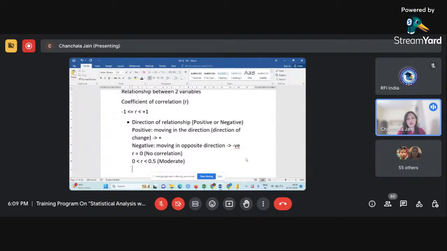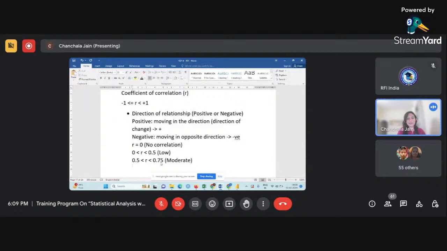When the value of R is between 0.5 to 0.75, sorry, I forgot, this would be the low, sorry, low. You can call it a low correlation. And then this is your moderate correlation. And lastly, when the value of R is greater than 0.75, generally it is known as high or strong correlation, right?